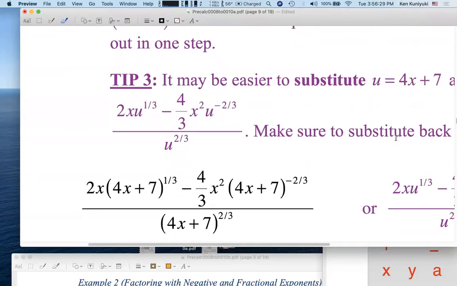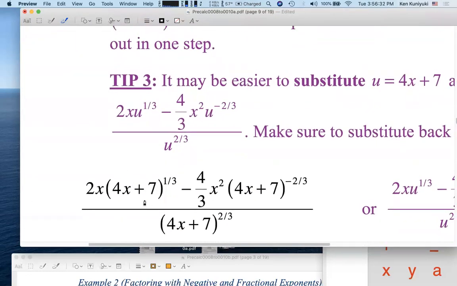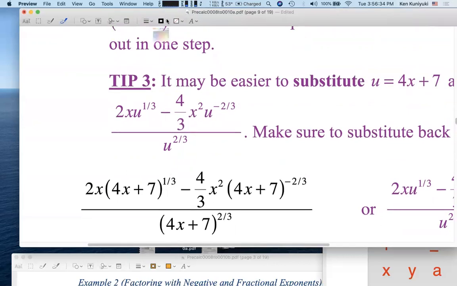Okay, and while we're at it, I'm going to do a u substitution. So 4x plus 7 equals u. I'll type that out. It's good to indicate what the substitution is. Let u equal the quantity 4x plus 7. You should state that.